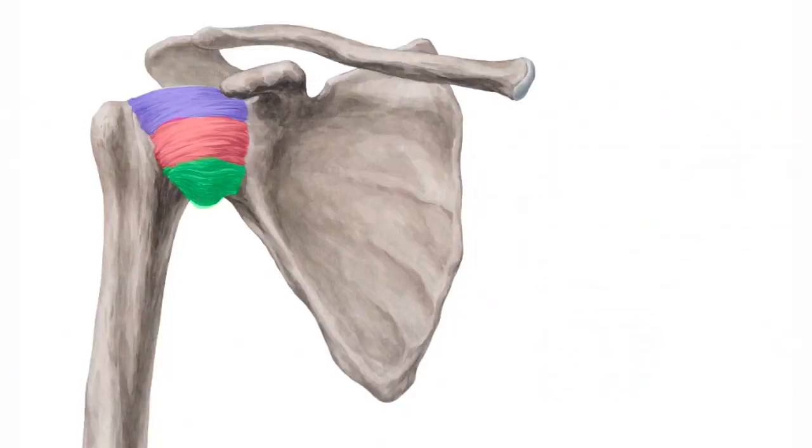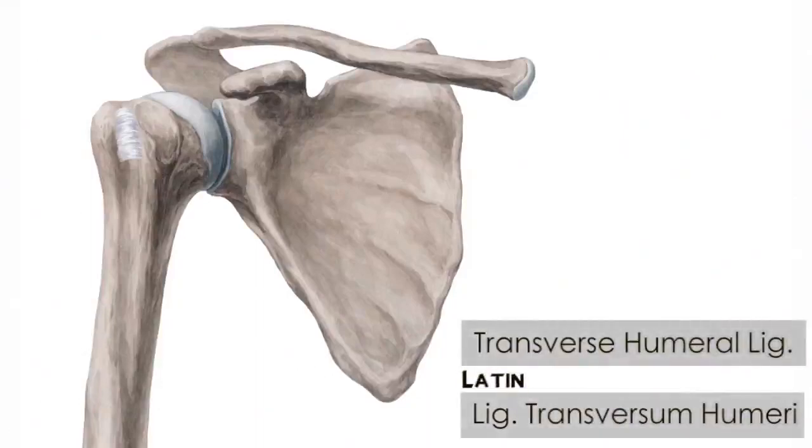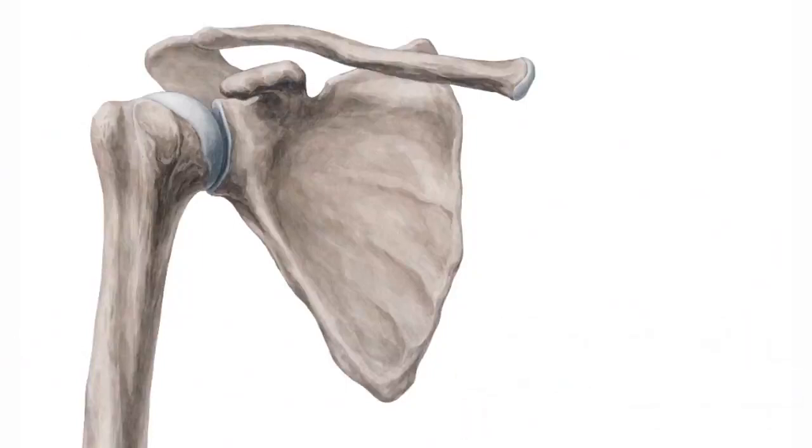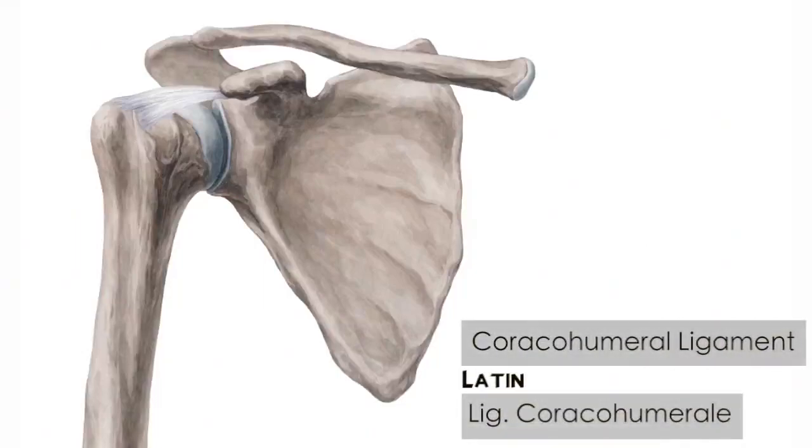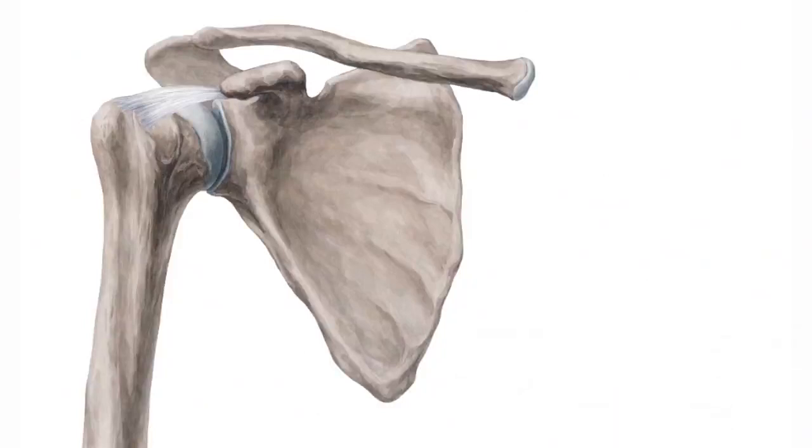Now I'm going to erase these so I can show you the 4th ligament, and this is the transverse humeral ligament, which we talked about on the previous slide. This is bridging the gap between the tuberosities, and it's found more laterally. The other ligament that we need to talk about is the coracohumeral ligament, which stretches from the root of the coracoid process to the greater tuberosity of the humerus, as you can see here. And this is strengthening the capsule above, or superiorly.